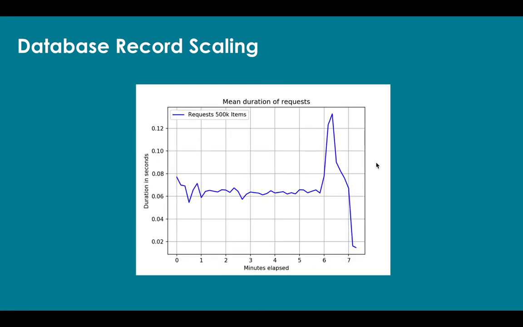We performed the test for 500,000 items later, so we were not seeing any request mean duration spikes in the last phase, and it was also well below 200 milliseconds. So we are confident that we would get a similar result in the case of a million items also.